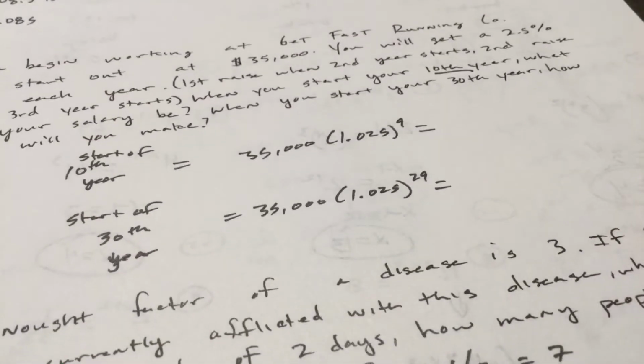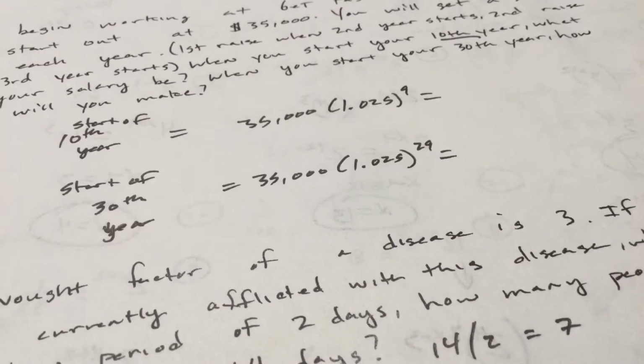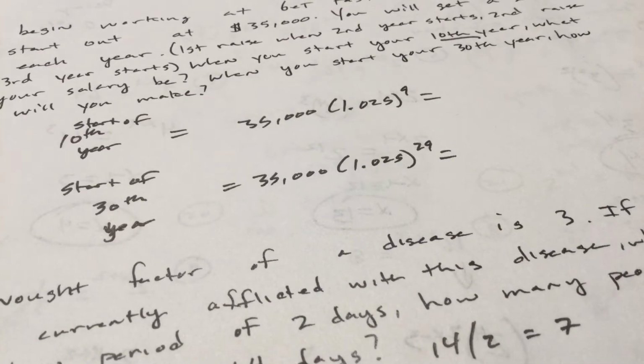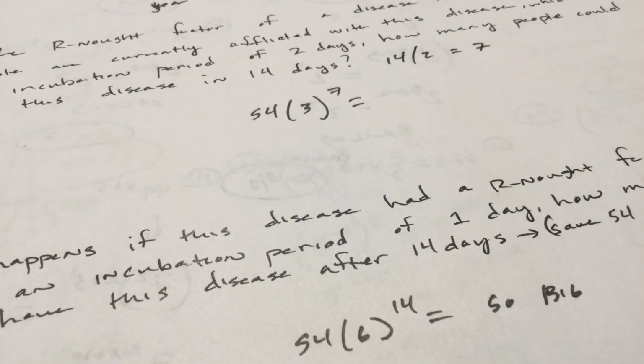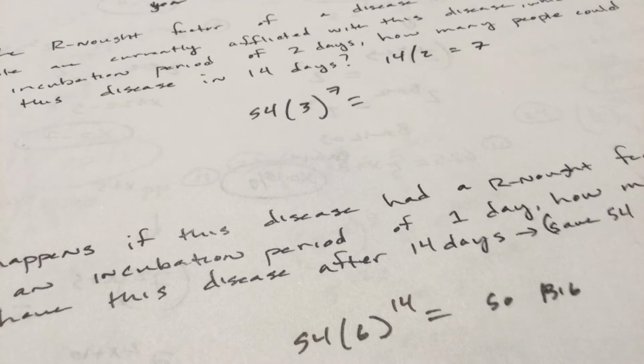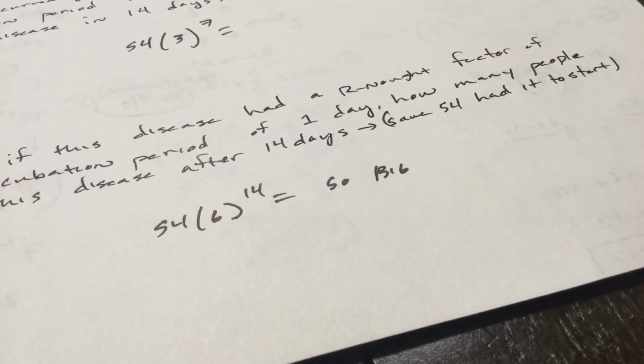Anyway, number 13, start of your 10th year, you've had 9 raises. Start of your 30th year, you've had 29 raises. So those are the exponents, 9 and 29. And again, I just didn't type that one in. R-naught factor, 3 to the 7th times 54. It's kind of a timely question now for us. That was a big number. And remember, this was like something trillion. It almost broke our calculator.